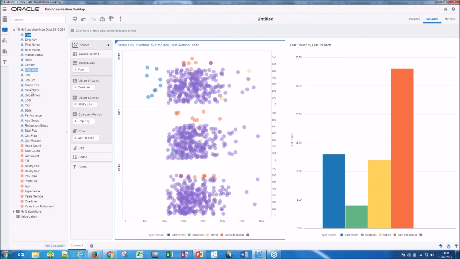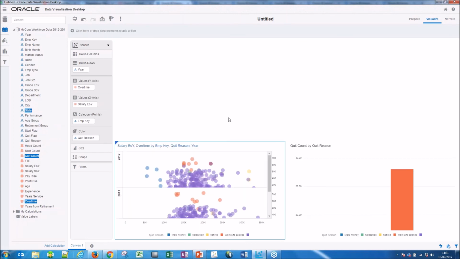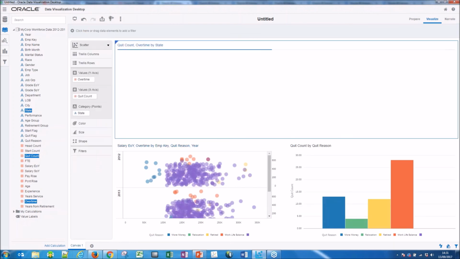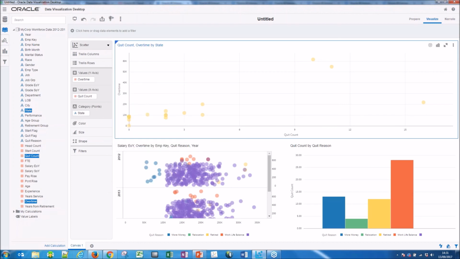So then what I might want to do is say, is there some sort of geographical pattern to this? So I could bring in a visualization where I looked at the state, how much overtime people were doing, and then maybe the quit count. And I could drag those three onto the grid, view that as a different visualization, and create another little visualization at the top. And then I could choose, rather than viewing that as a scatter graph, why don't we look at that as a map, for example. So I just choose the little drop-down arrow there and click it.